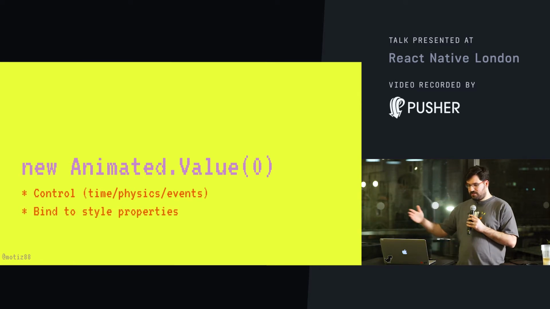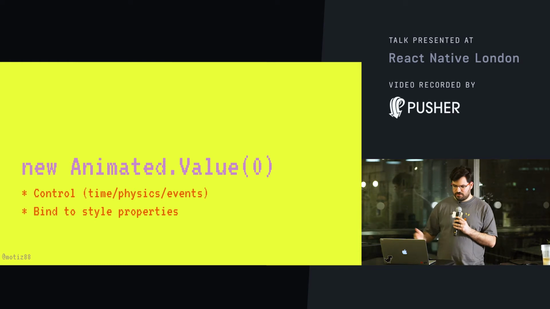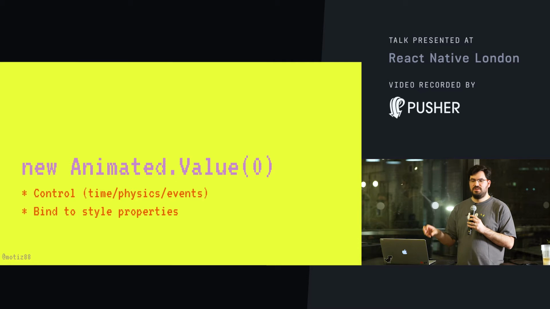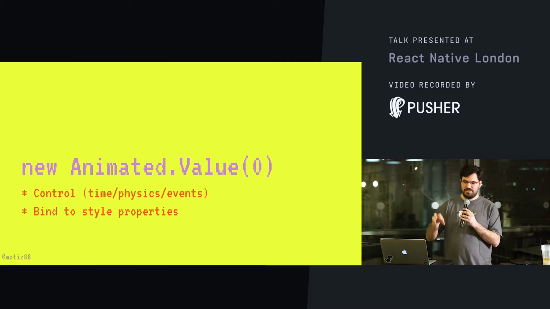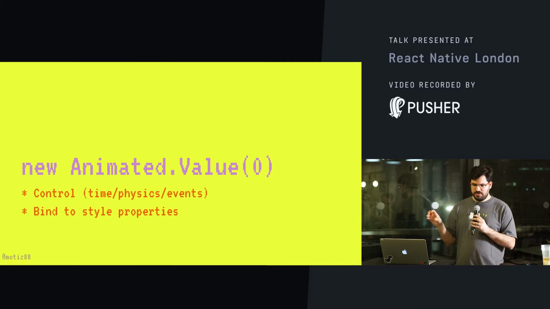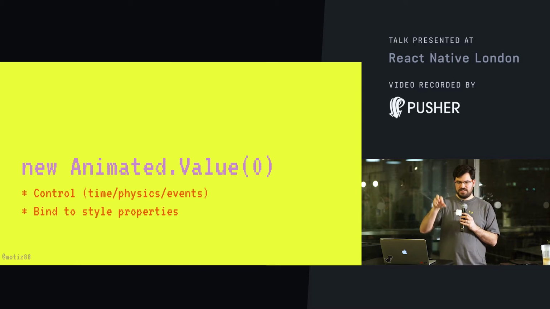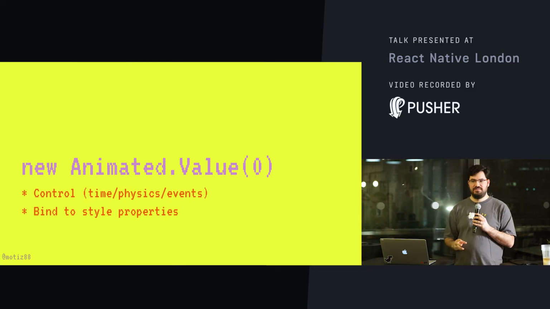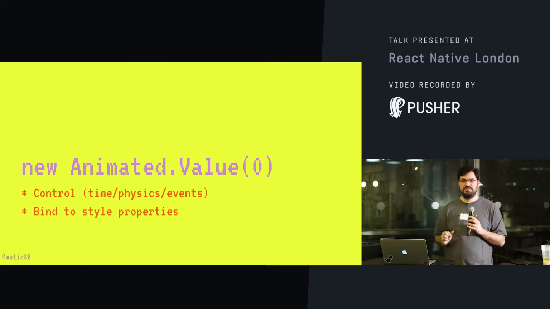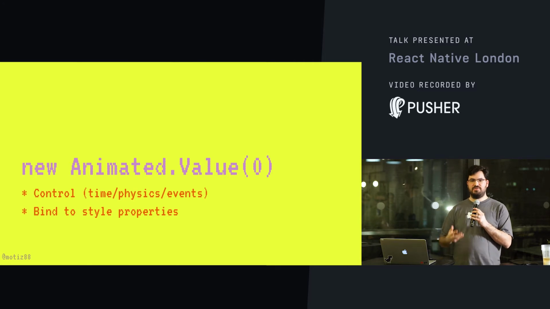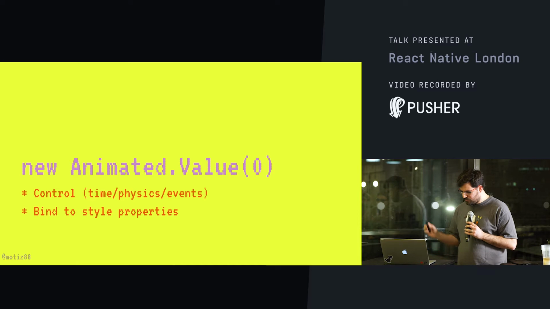Another major thing we can do with animated.value is bind it to a style property. When we do render, we can use animated values to say this property of this component should be linked to this value. So whenever it changes quickly on the native thread, this component and this property of this component will actually change visually. So again, opacity or transforms or colors, things like that.